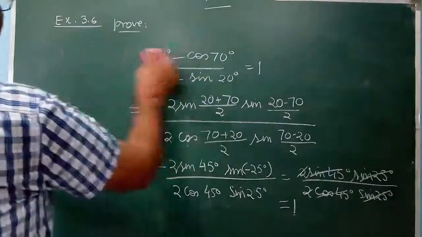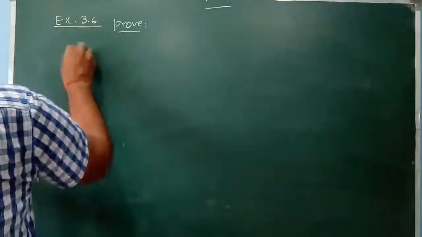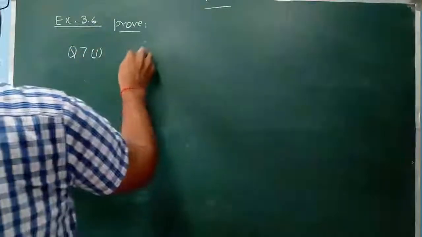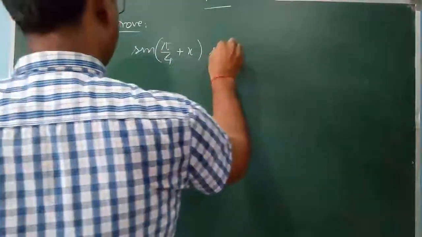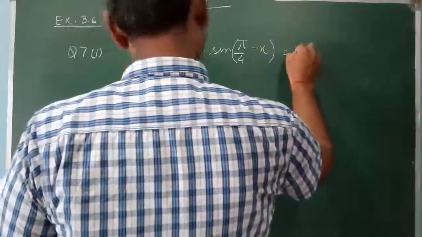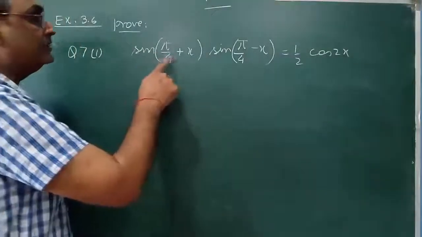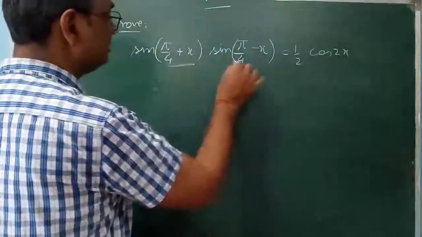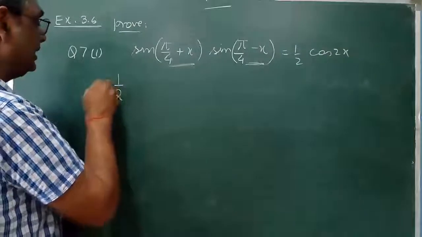Now the 7th question, first part. This is sine(pi by 4 plus x) into sine(pi by 4 minus x) is equal to 1 by 2 cos 2x. So what we have to do in this? Here we can use the formula only when it is 2 sine A sine B. So this is sine A, this is B. What are we not having? We are not having 2. So what can we do? We can multiply and divide by 2.